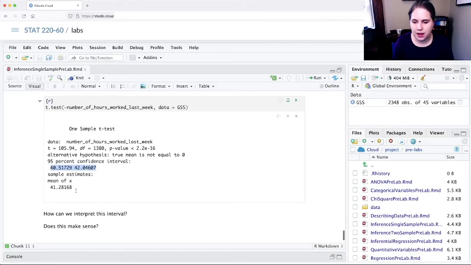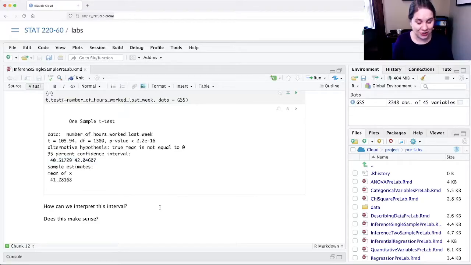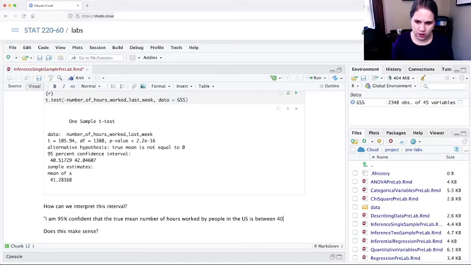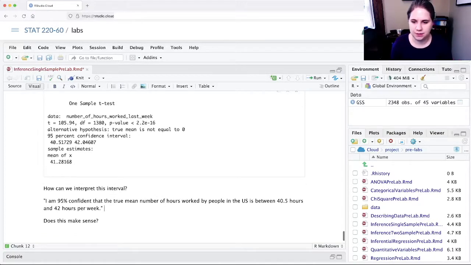And the question is, how do we interpret that interval? The way I would interpret it is, I am 95% confident that the true mean number of hours worked by people in the US is between 40.5 hours and 42 hours per week. And does that make sense? Yeah, again, a full-time job is a 40-hour week, and this is around 40 hours, maybe a little bit higher. So I think that makes sense.